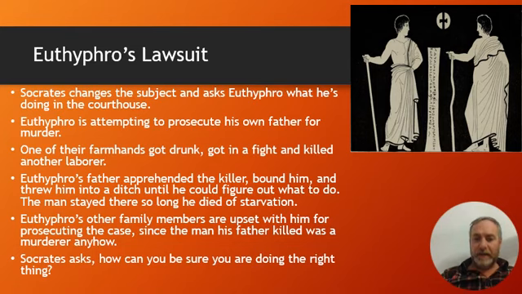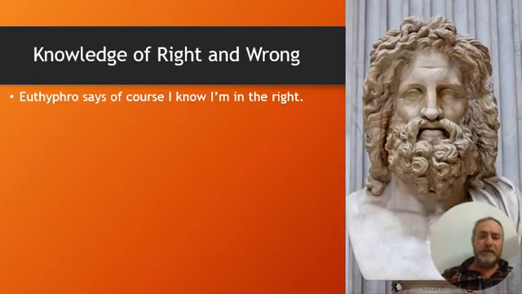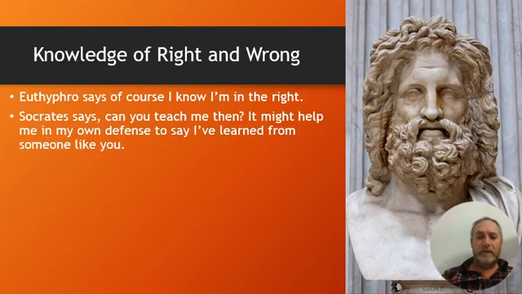Socrates says, "Geez, that's kind of a tricky case. How can you be sure you're doing the right thing here?" Euthyphro says, "Well, of course I know I'm right." And Socrates says, "Well," and this is how Socrates acts. He plays dumb a little bit and lets people trip themselves up with their own logic. So Socrates says, "Well, that's great that you know so much about right and wrong. Can you teach me? Because I'm going to have to defend myself here, and if I could learn from someone like you, that might help me in my defense." Socrates is always a little tongue in cheek.